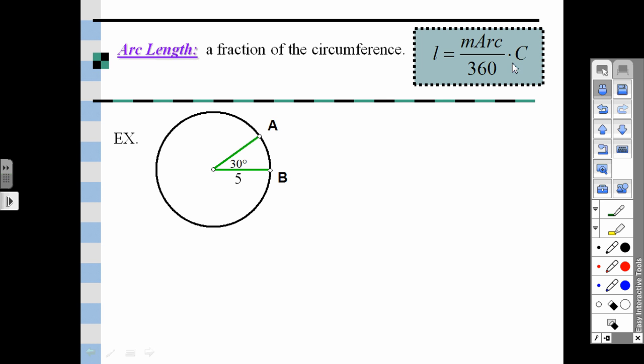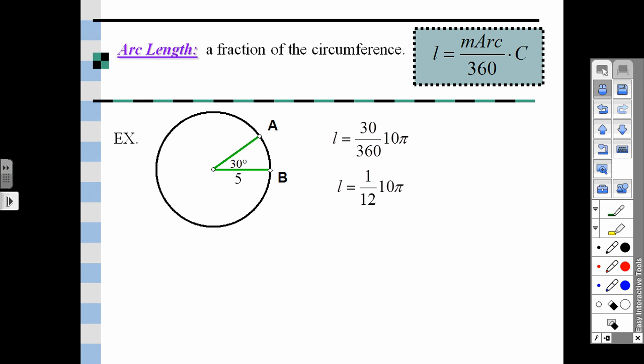So if we look at this example, this angle right here measures 30 degrees. So that means this arc, AB, measures 30 degrees. But if I wanted to figure out the arc length, I'm going to have to plug that into the formula. So I take 30 divided by 360 and multiply by the circumference. Well, since the radius is 5, the circumference, 2 pi r, is going to be 10 pi. At this point, now you just have to simplify your fractions, and we're going to leave our answers in terms of pi, unless they specifically tell us to round.